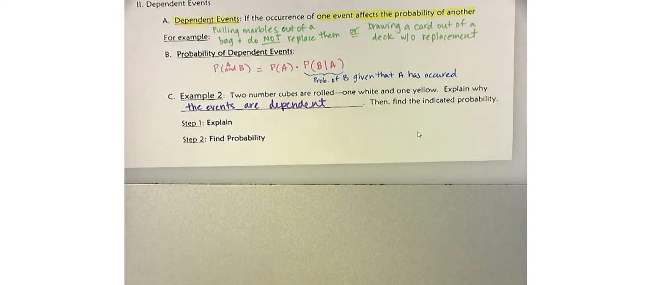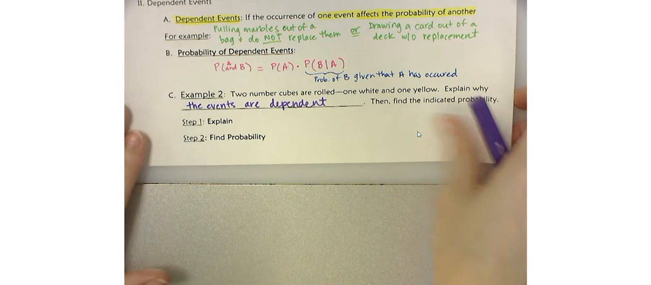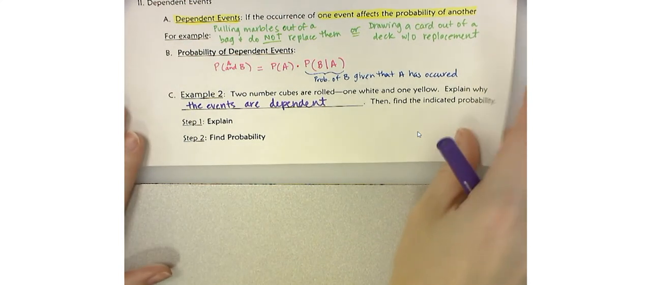All right. So it says the white cube shows a 6, and the sum is greater than 9. So the white cube shows a 6, and the sum is greater than 9.